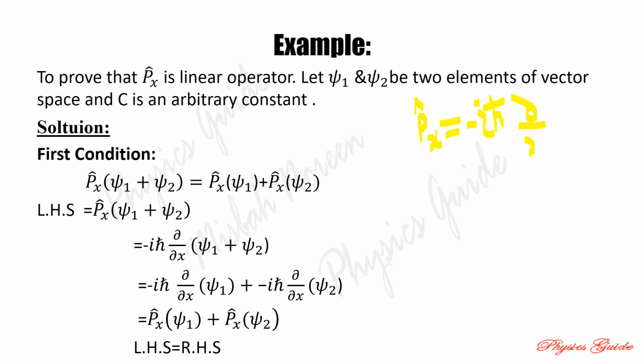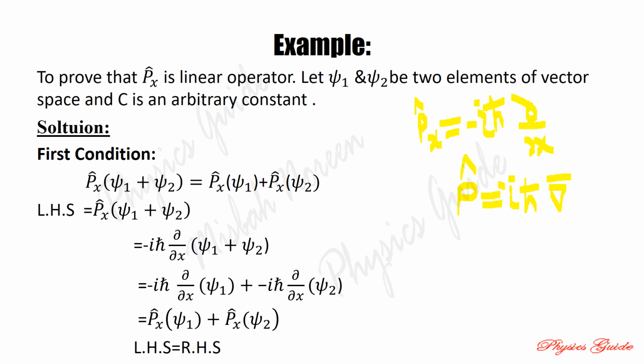If we take three dimensions, then momentum p is equal to minus iota h cut into del. We know that del is equal to curly over curly x plus curly over curly y plus curly over curly z.